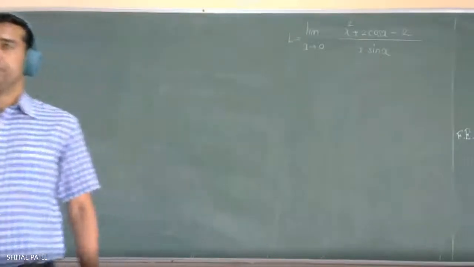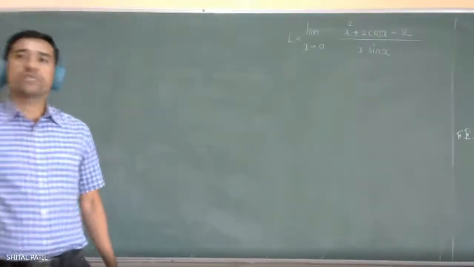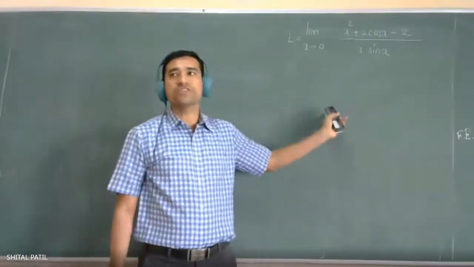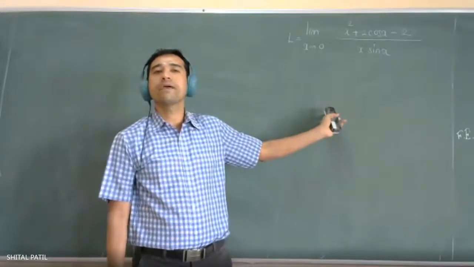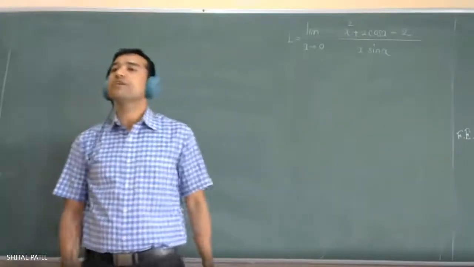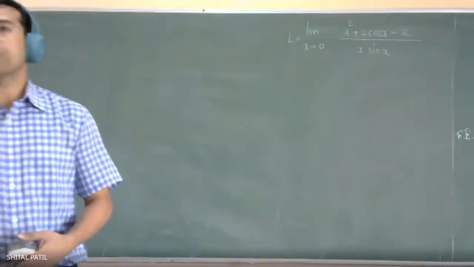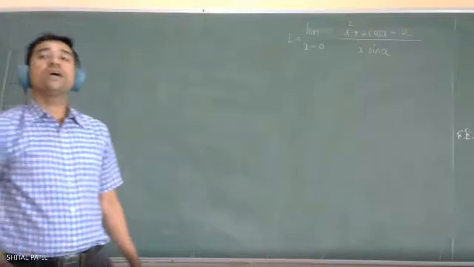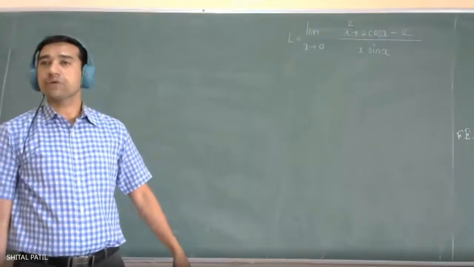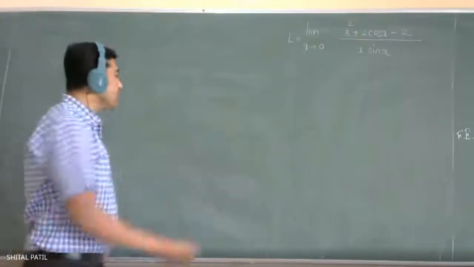3 notes we have written. What was the first? L'Hospital's rule is applicable for 0 by 0 and infinity by infinity. Second, whenever we have to use the rule, we have to differentiate the numerator and denominator separately. We don't have to use the u by v rule. Third note, whenever the denominator contains a sin x or tan x term, we have to remove it using the standard formula. What is the standard formula?